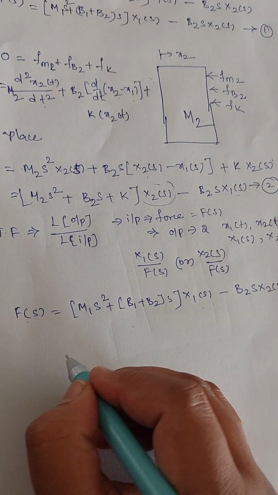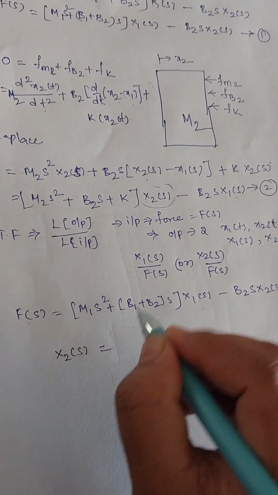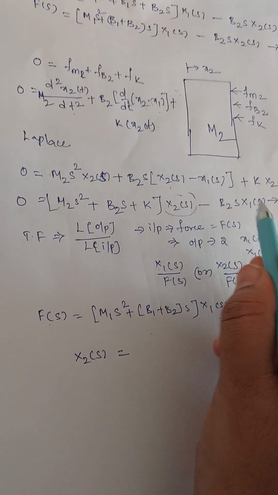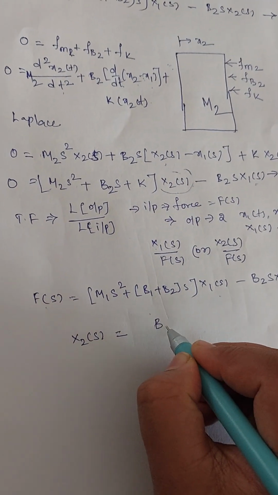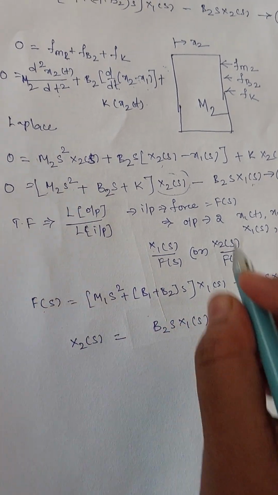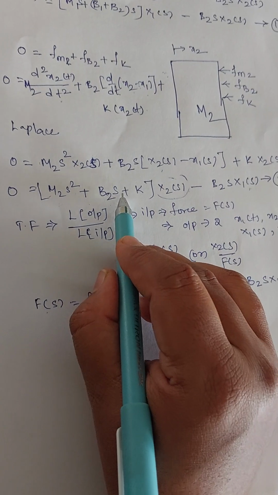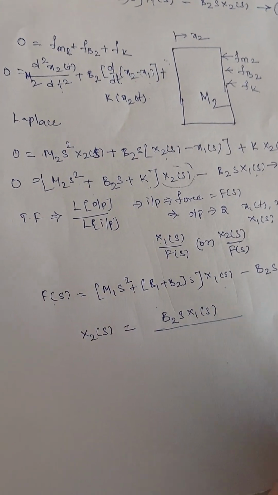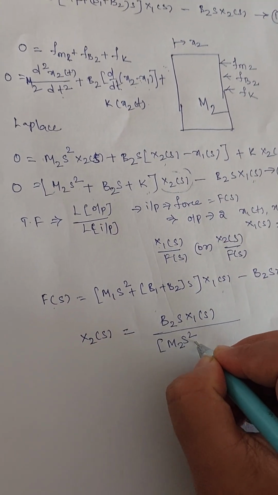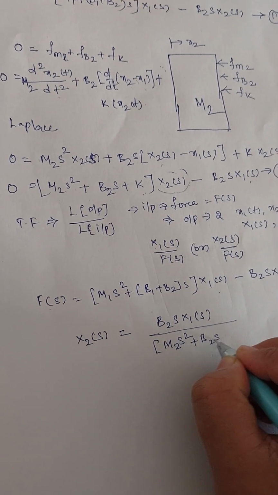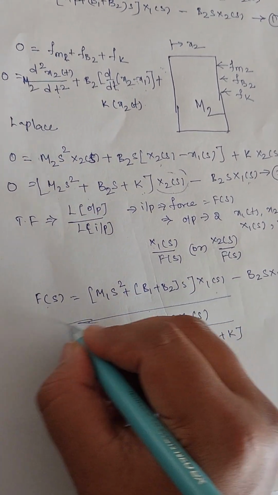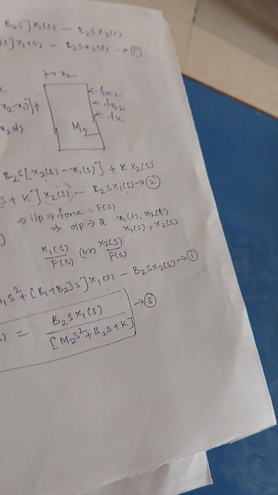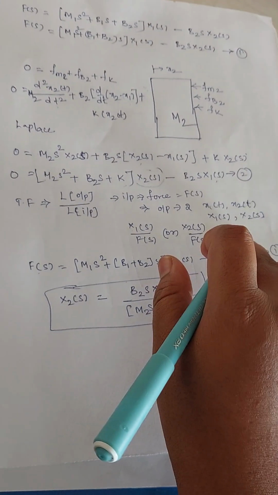If we want to write x2 in terms of x1, x2 is given by this: minus b2 s into x1 of s has a negative sign here. If this comes to this side, it becomes a positive element b2 s into x1 of s, and m2 s square plus b2 s plus k is multiplying here. When this comes to the other side, it is going to divide. So x2 in terms of x1 was this. We are going to consider this as equation 3, and this is equation 1. Now we are going to substitute equation 3 in equation 1.